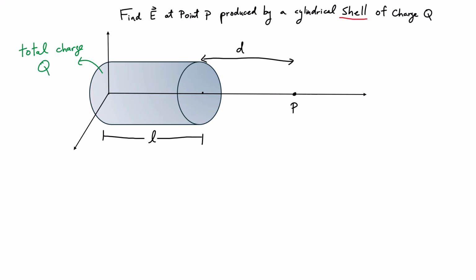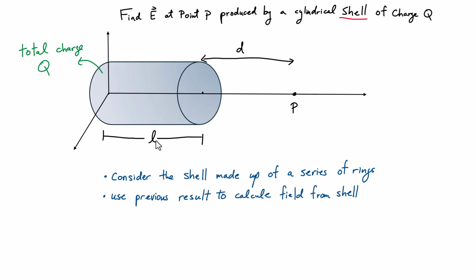Now, what I want to do here is consider that a shell is simply made up of a whole series of rings. And if I know the field from one ring, what I have to do to get the field from the shell is simply add up all of the various rings going from this starting position to the ending position. That's it. And really the whole point of this is to use the previous result. How do I change it now to include all of the rings? And how do I perform this integral in order to get the total field produced by the shell?